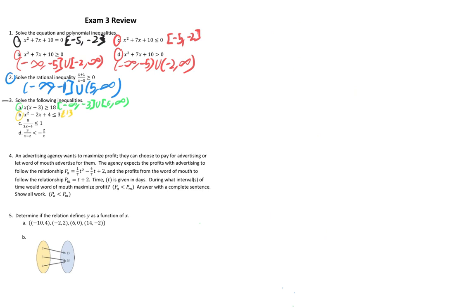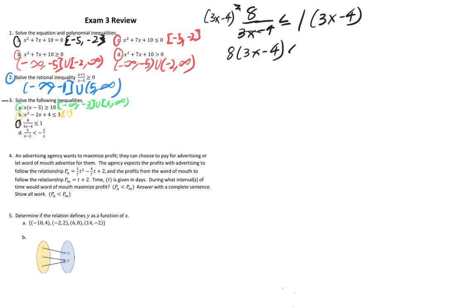Now looking at question 3, part C, we have 8 over 3x minus 4 is less than or equal to 1. So to do this one, we need to multiply both sides by 3x minus 4 squared. And we have to multiply both sides by the square of it to make sure we account for all solutions. Right? So one of these is going to cancel out with that bottom, right? So we're left with 8 times 3x minus 4 is less than or equal to 3x minus 4 squared. I forgot the square there.